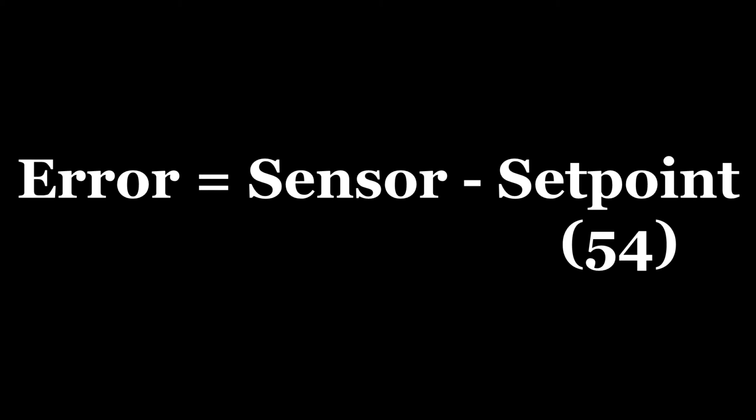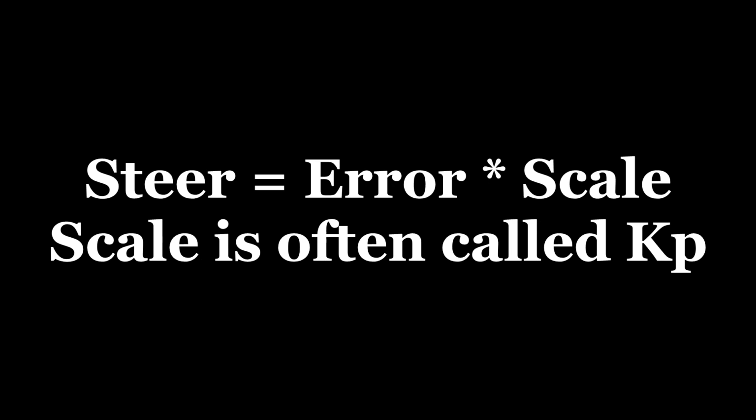Now our error will be how far our sensor reading is from the set point. To work out our error, we can just go sensor reading minus set point. And then we need to steer proportionally to our error, so we need to be able to scale that up or scale it down to get the correct steering. So we'll say steering is equal to error multiplied by our scaling factor.